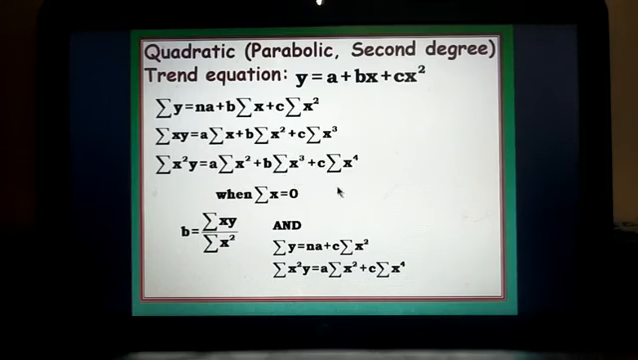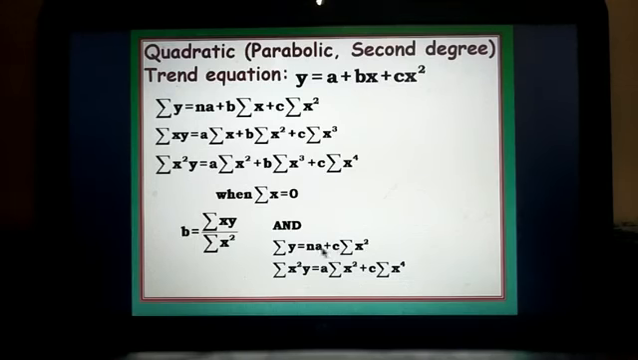Then plus c summation x to the power 4. Correct? So here the values have to be substituted. After substituting values, two equations we will be getting. Simultaneously solve these two equations. Either A or C you will be able to calculate.